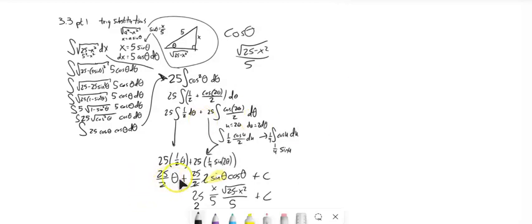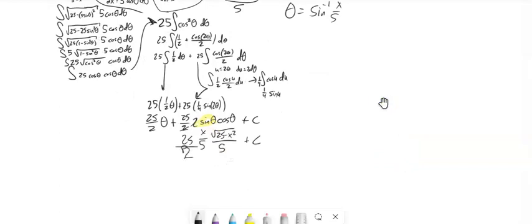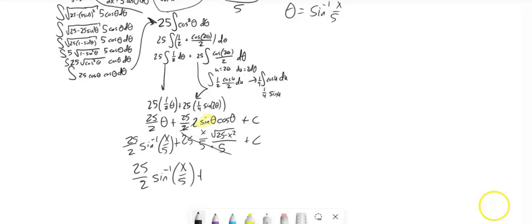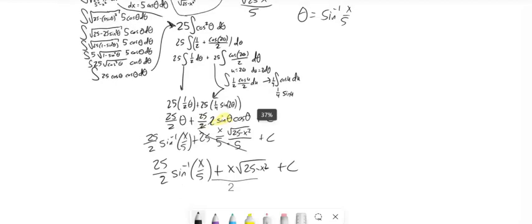So cosine is going to be this. Still plus that constant. And then theta, what is theta? Well, I know that sine of theta is x over 5. So theta must be arcsine of x over 5. So this is going to be 25 halves times arcsine of x over 5. And if I clean this up in here, 5 times 5 in the denominator is 25. That cancels that out. So I've got 25 halves, arcsine of x over 5, plus x times the square root of 25 minus x squared, plus c.